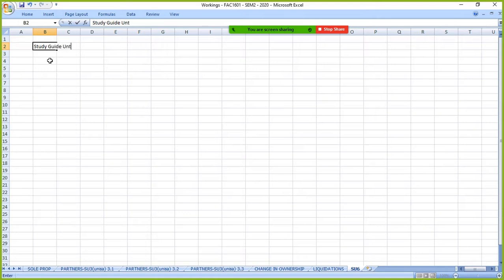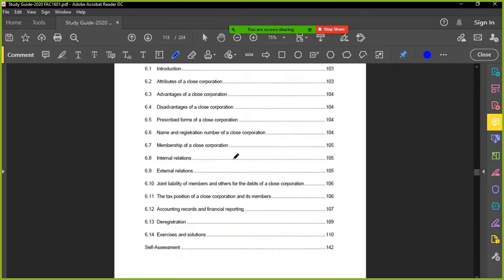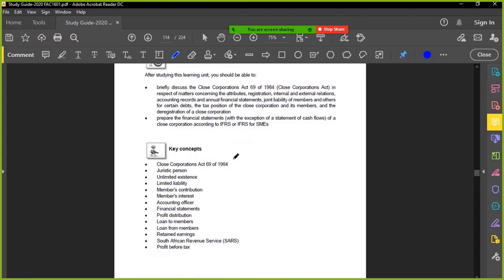This is Unit 6, which is the close corporations. Okay, so we went through the notes last week. Let's have a look at the practical questions. Okay, so the textbook, let's see what the textbook has given you in terms of additional information. Learning Unit 6, close corporations. Okay, a little bit of background information.